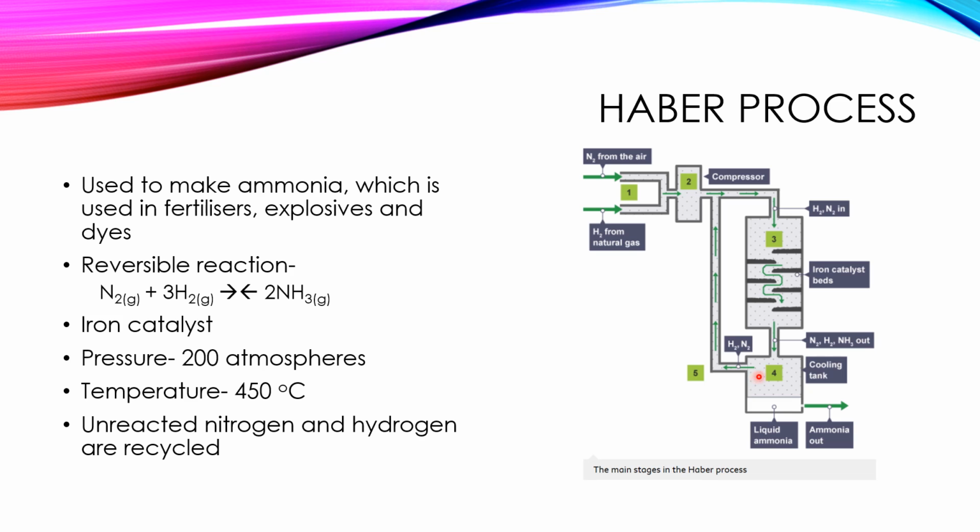The unreacted hydrogen and nitrogen both pass up this pipe, go back into the compressor, and work their way through the system again. So there is no loss of reactants here. It is a continuous process.